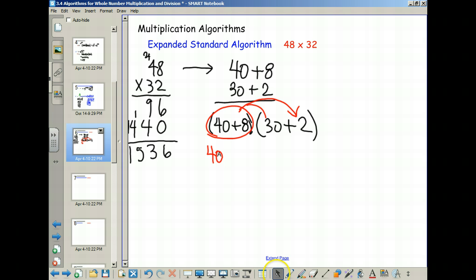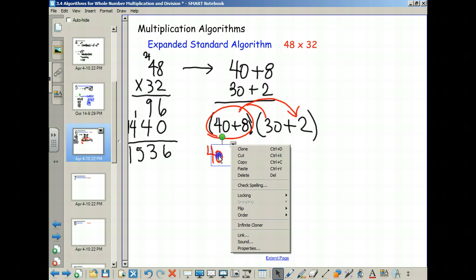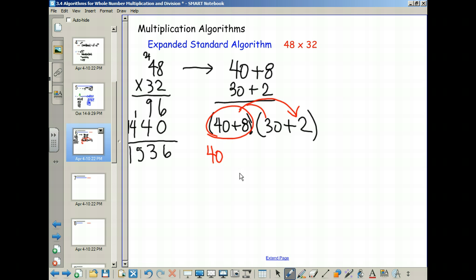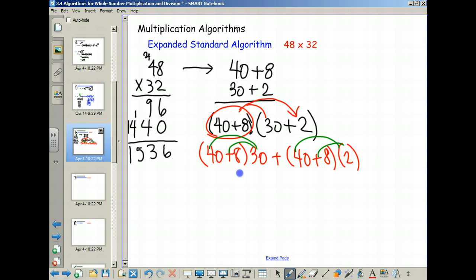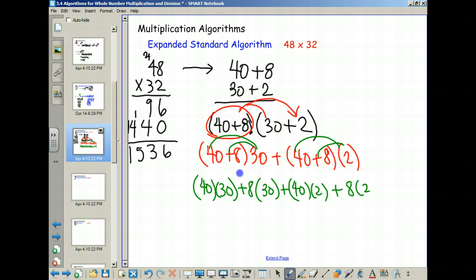Okay. All right, 40 plus 8 times 30 plus 40 plus 8 times 2. Right? And then we're going to do a distributive property again, yeah? Okay, so this is 40 times 30. Just bear with me. This is not an actual algorithm. I want to show you where things are coming from, though. It's important. 8 times 30 plus 40 times 2, plus 8 times 2.